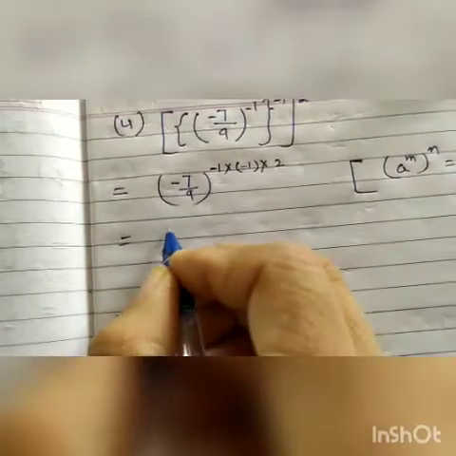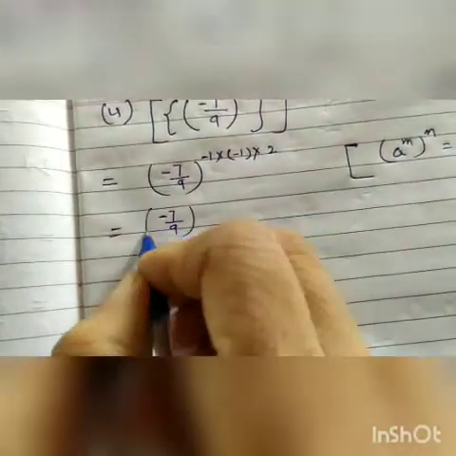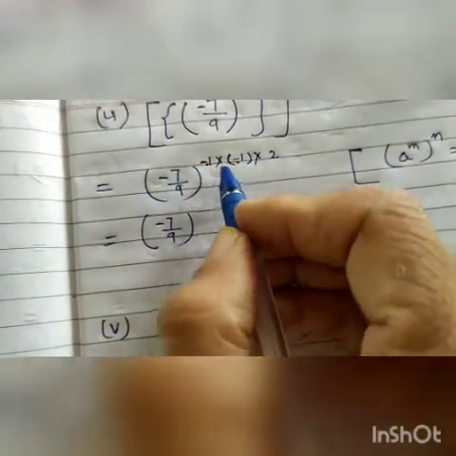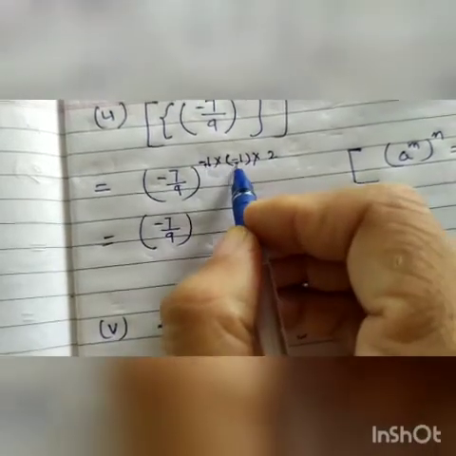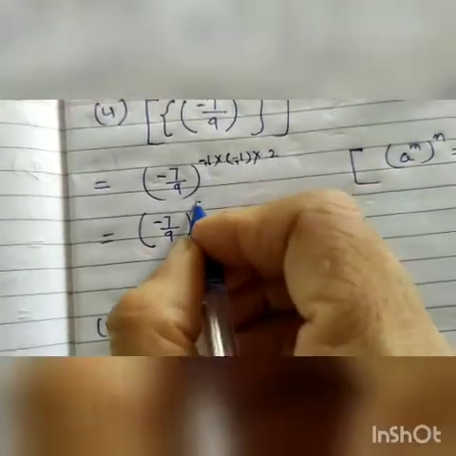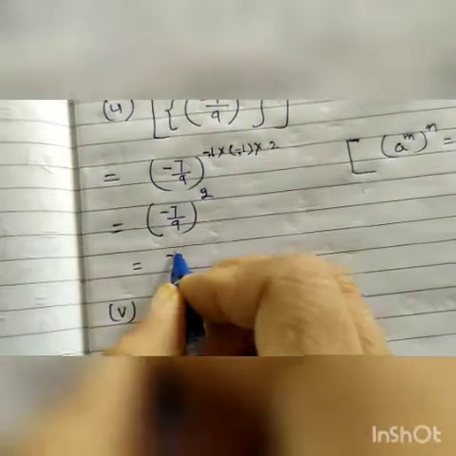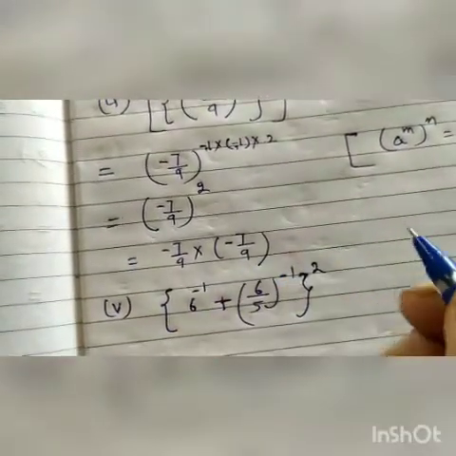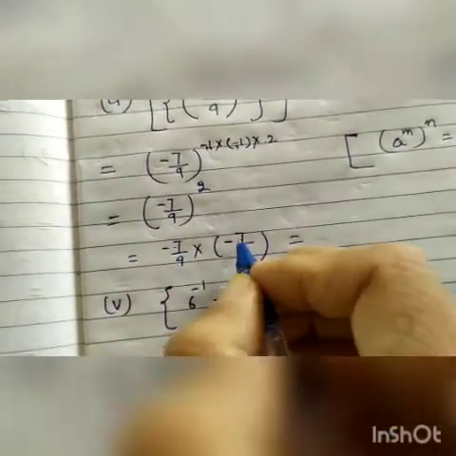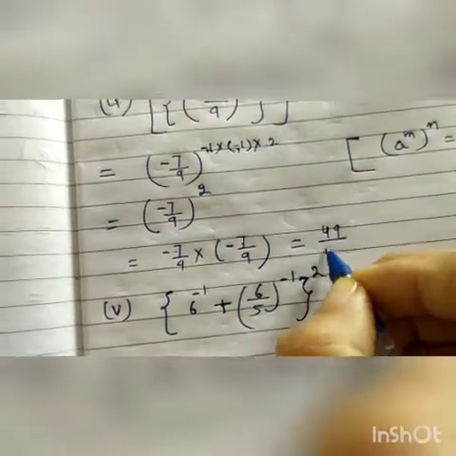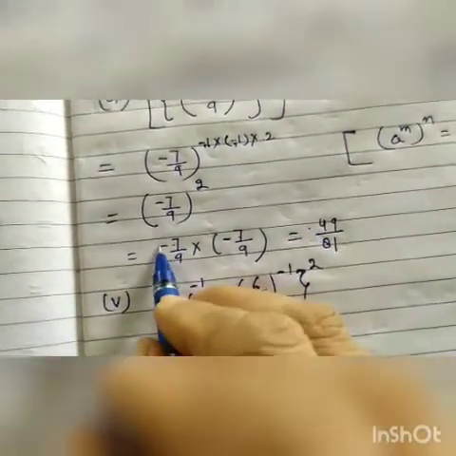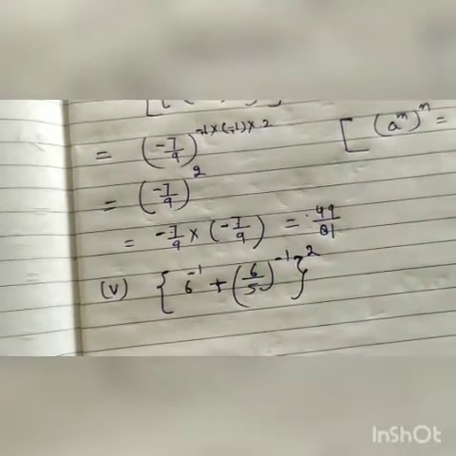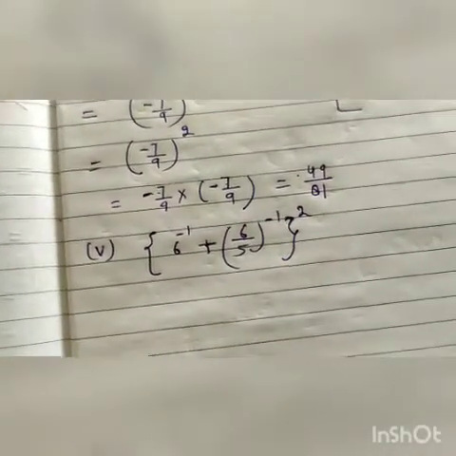So now multiply minus 7 upon 9 power minus 1 into minus 1. 1 1 ja 1. It will be plus 1. Plus 1 into 2. It will be plus 2. So minus 7 upon 9 into minus 7 upon 9. It will be 7 7 ja 49 upon 81 with plus sign, because minus minus in multiplication becomes plus.